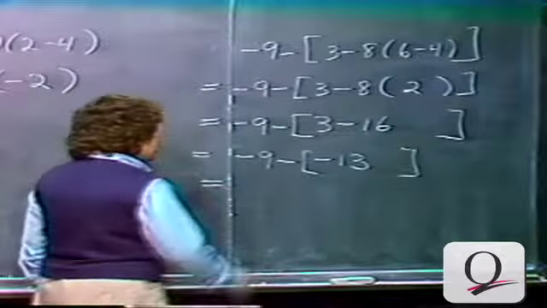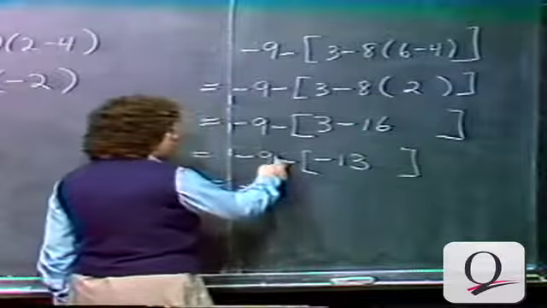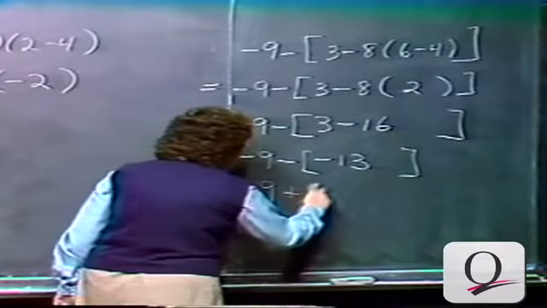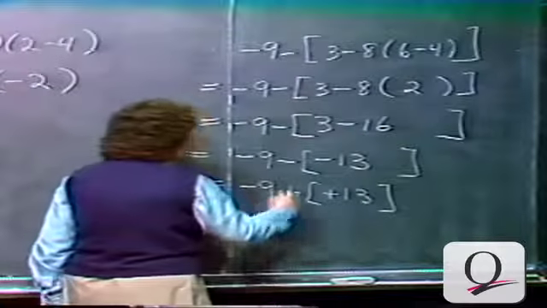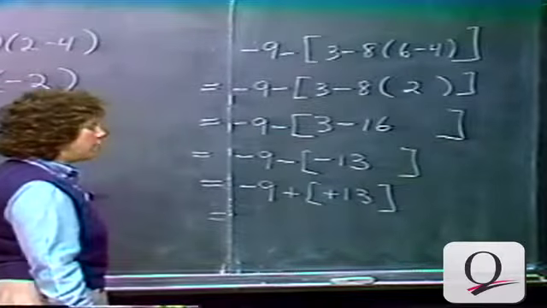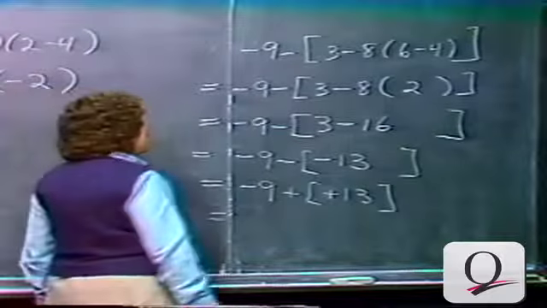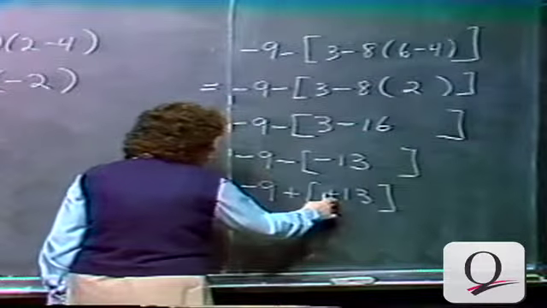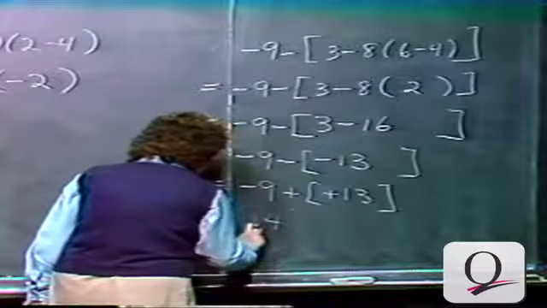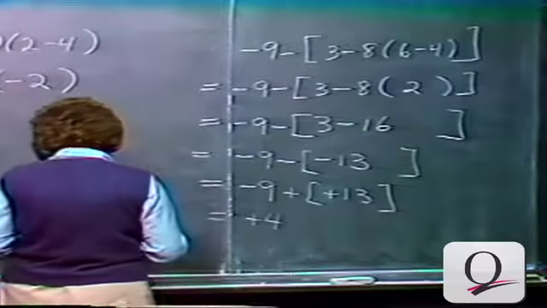And now, minus 9, instead of subtracting, we will add the opposite. So that's minus 9 and a plus 13 to add. We're adding numbers with different signs, so it's going to be 13 take away 9 is 4. The larger number was the 13. It had a plus sign, so the answer comes out to be plus 4.